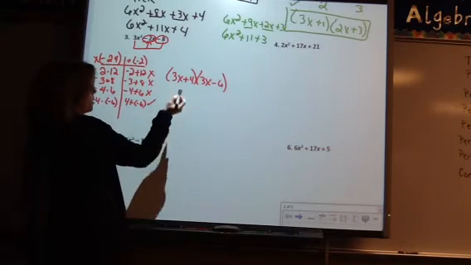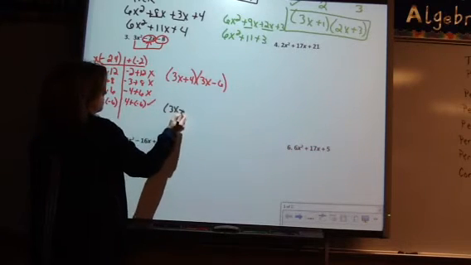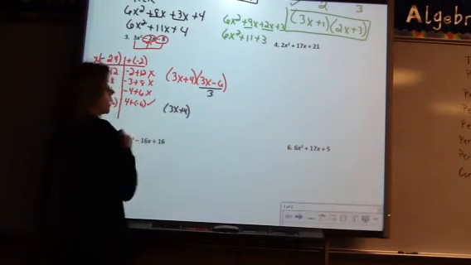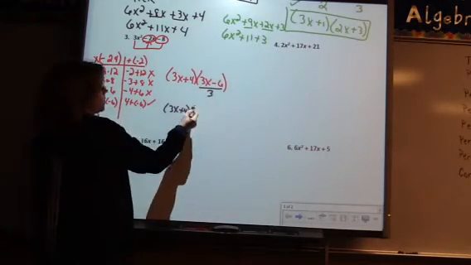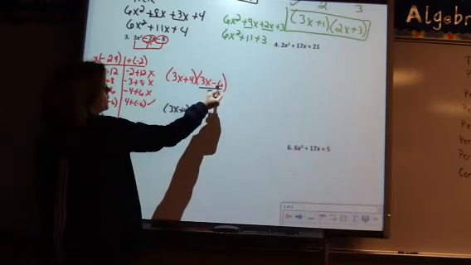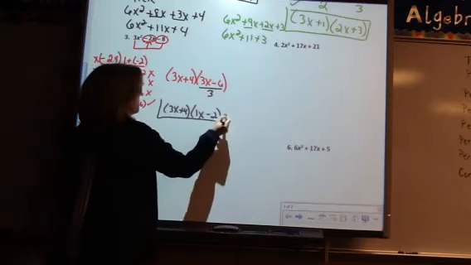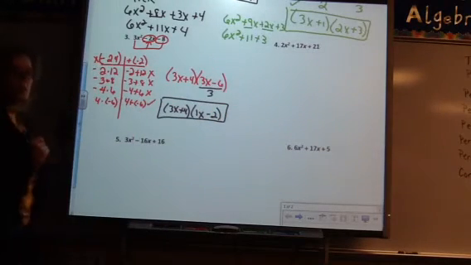Now, can we factor anything out between the 3 and the 4? Only 1, so we're finished with that. Can we factor anything out of the 3 and the 6? Yes, we can factor out a 3. 3x divided by 3 is 1x. Negative 6 divided by 3 is a negative 2. So there is my factor.